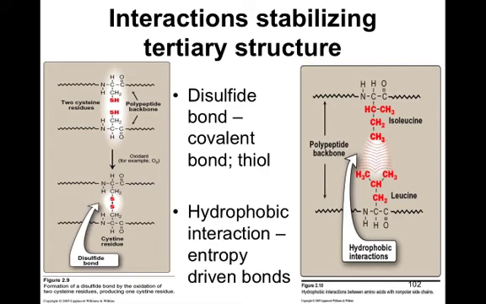That brings us to interactions that stabilize the tertiary structure. Disulfide bond. A disulfide bond is a type of covalent bond that contributes to stabilizing the tertiary structure. Disulfide bonds are covalent bonds between sulfur-containing side chains of cysteines. Now remember that there are only two amino acids which contain sulfur as a part of their side chain. One of them is methionine, the other one is cysteine. However, methionine cannot contribute to the formation of a disulfide bond. Only cysteines can contribute to the formation of a disulfide bond.